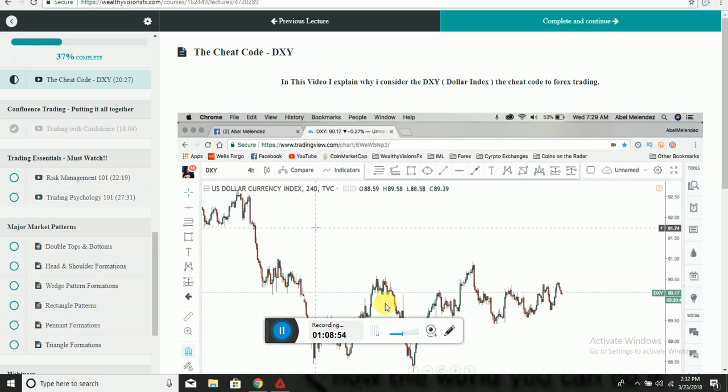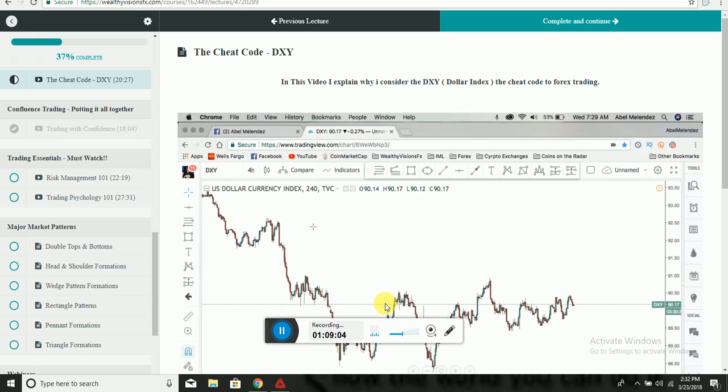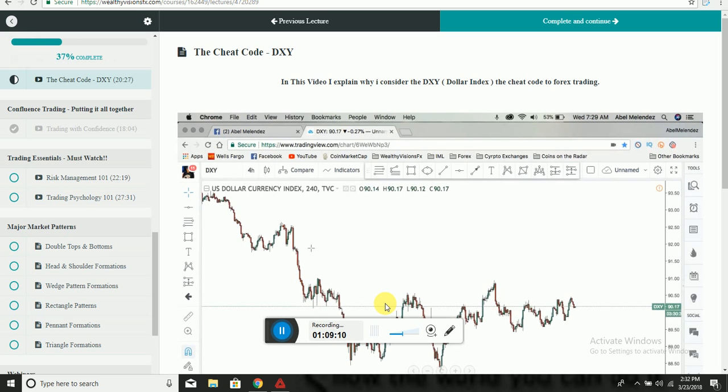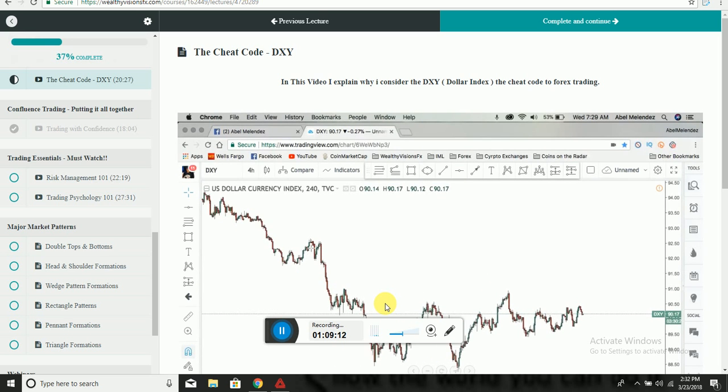Because we all know, or we all should know, that the dollar itself, the dollar currency, is the strongest currency in the world. It's the currency of the world, in which most transactions have to be converted into dollars for them to go through.